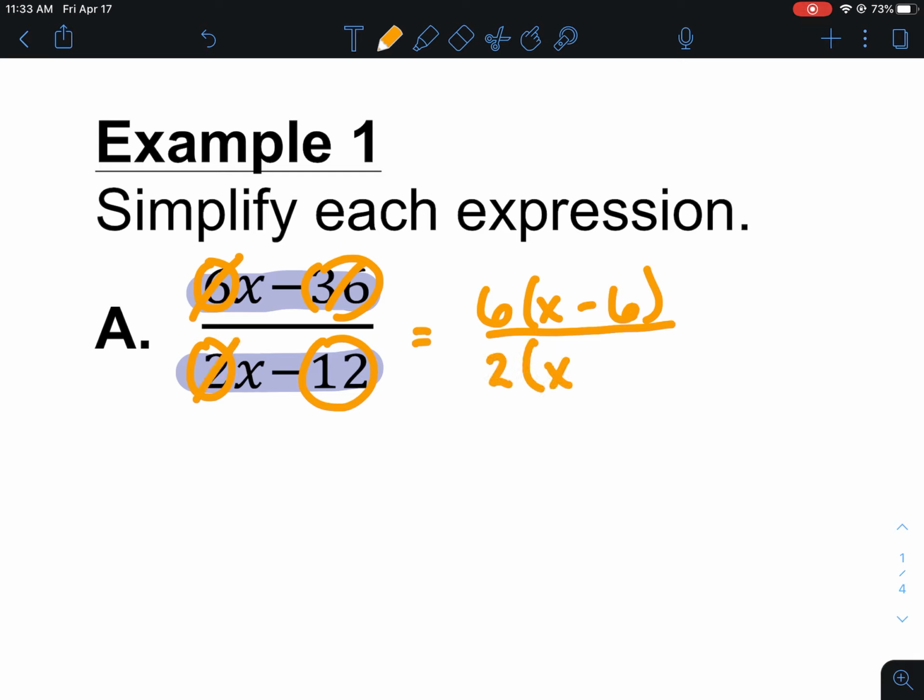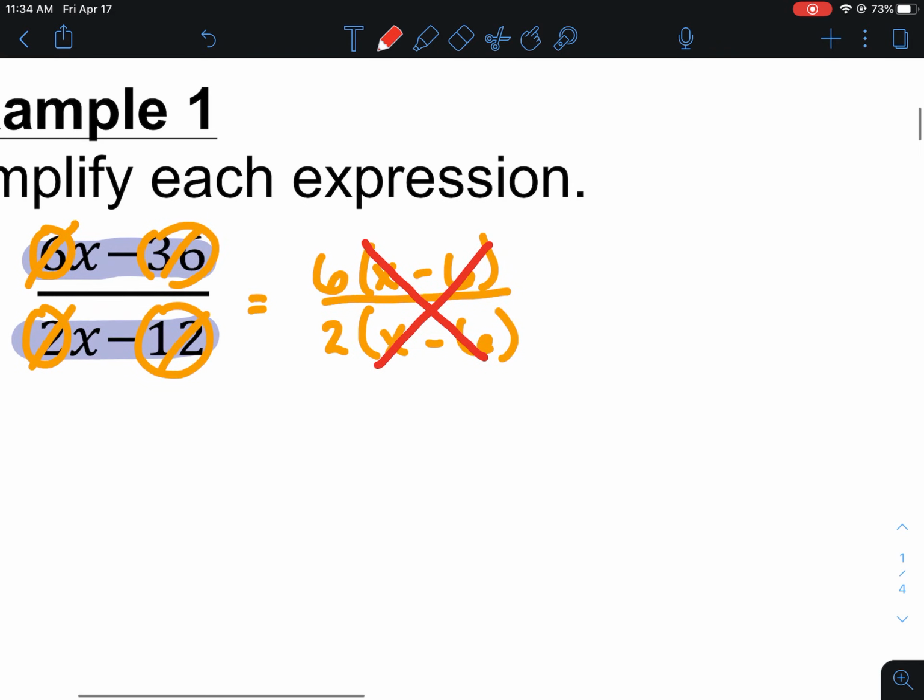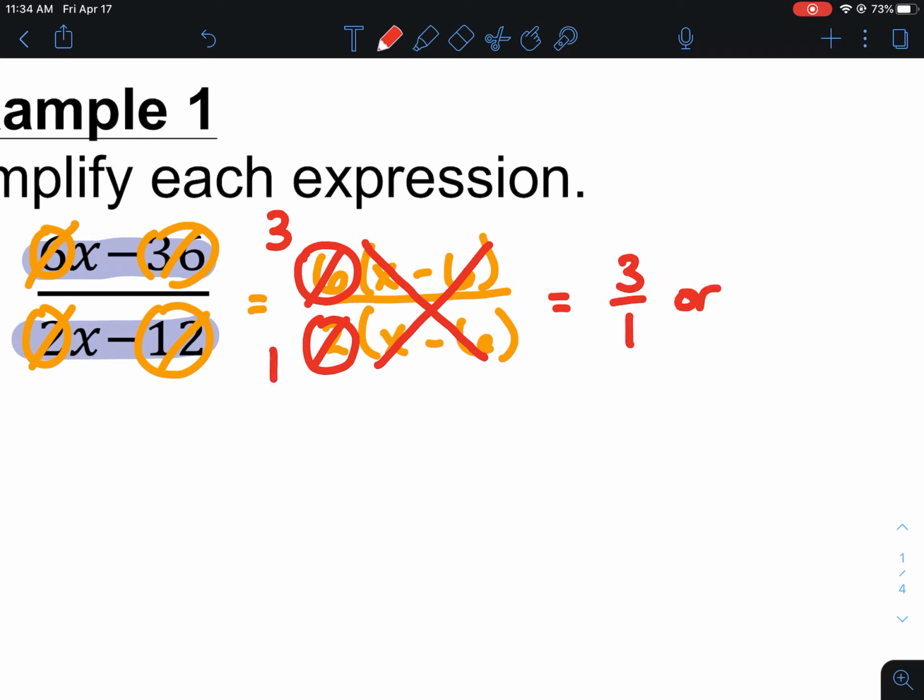When I divide this by 2, I'm left with x. When I divide this by 2, I'm left with negative 6. Now that I have fully factored, I'm going to go ahead and cross out anything that's the same, which is that x minus 6. I'm left with 6 over 2. Okay, 6 over 2, I can divide both of those by 2. I'm left with 3 over 1, or I can just write it as 3.